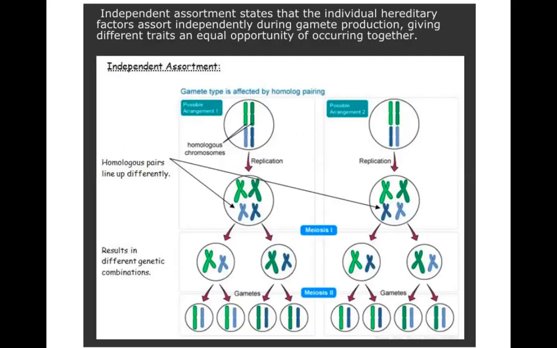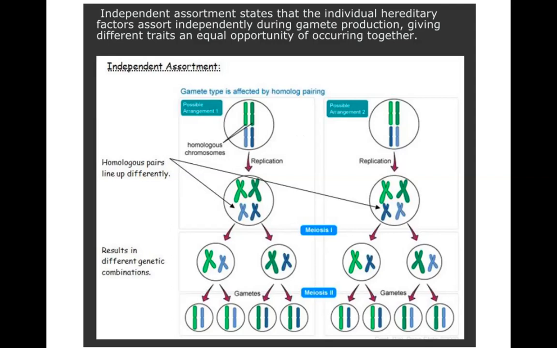So let's take a look at independent assortment on the visual diagram. Take a look at this particular column here. We have two pairs of homologous chromosomes. Each pair of chromosomes controls different body traits, but within this cell, you have the darker color from one parent and the lighter color of the same chromosome from another parent. The same is true for this one and this one on the bottom. Each one of these pairs of genes controls a different trait.